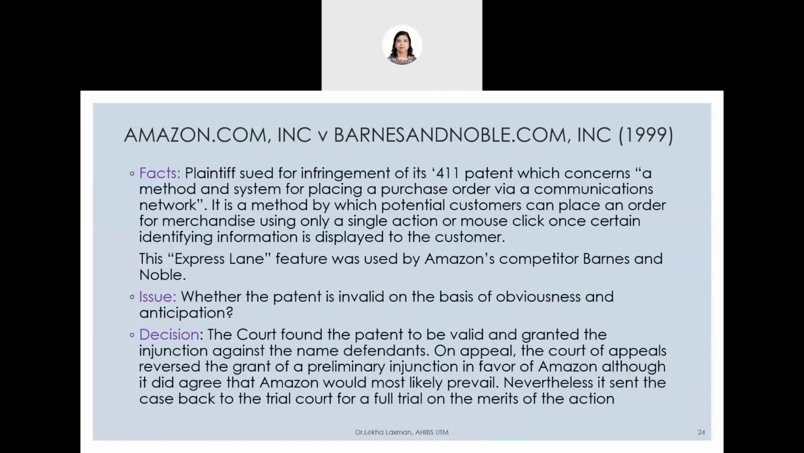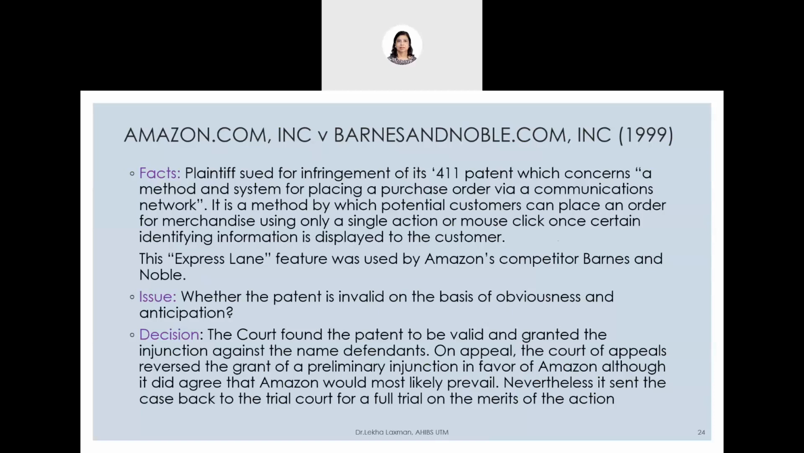All right, but what they did was they sent the case back to the trial court and asked them to actually have a full trial to see the merits of the case. Okay, so that was the case of Amazon.com Incorporated versus Barnes and Noble. But basically, what this case shows is that Amazon came up with this idea of this express lane feature. Although there's nothing fantastic about it, it prevented other e-businesses from using similar features, right?